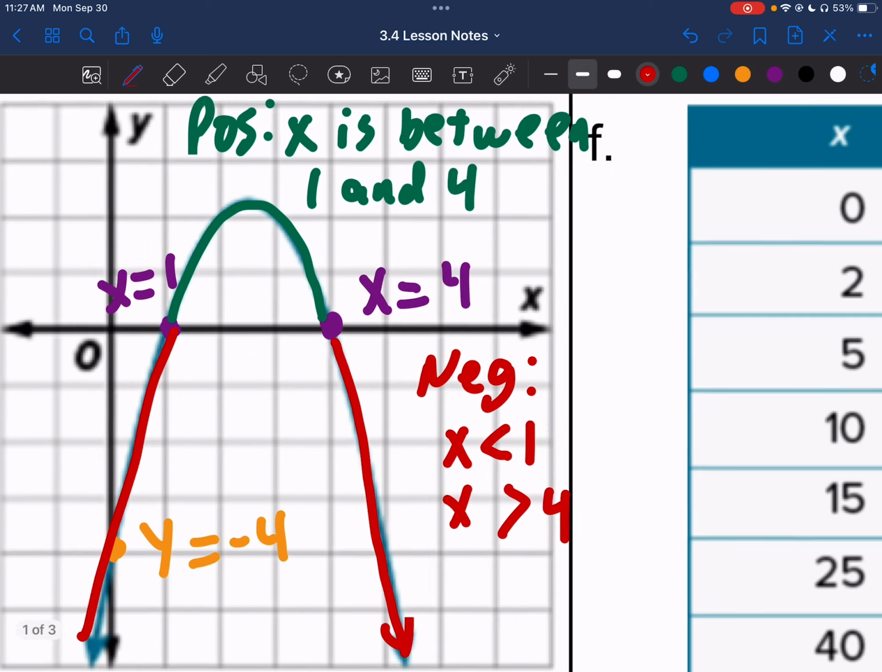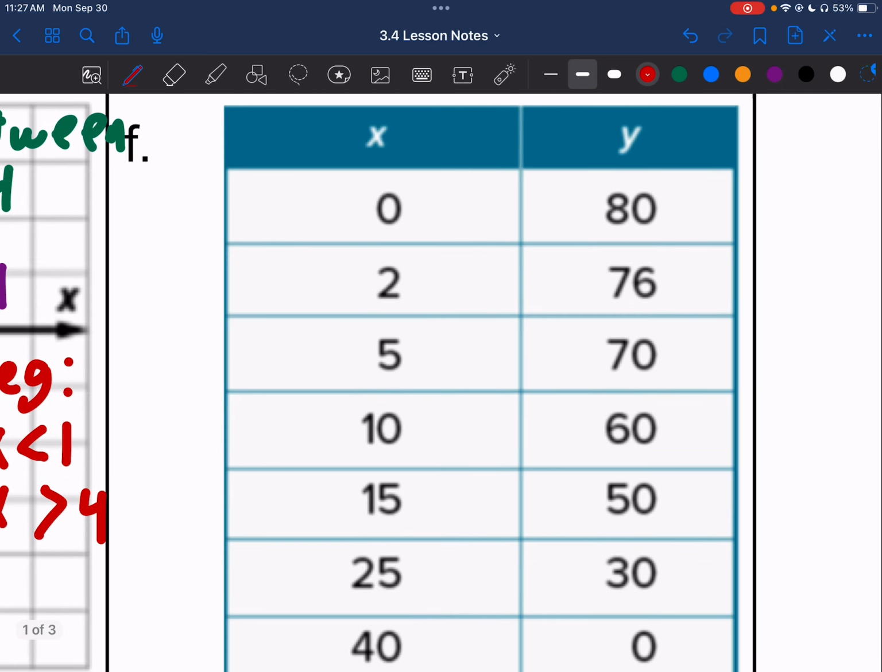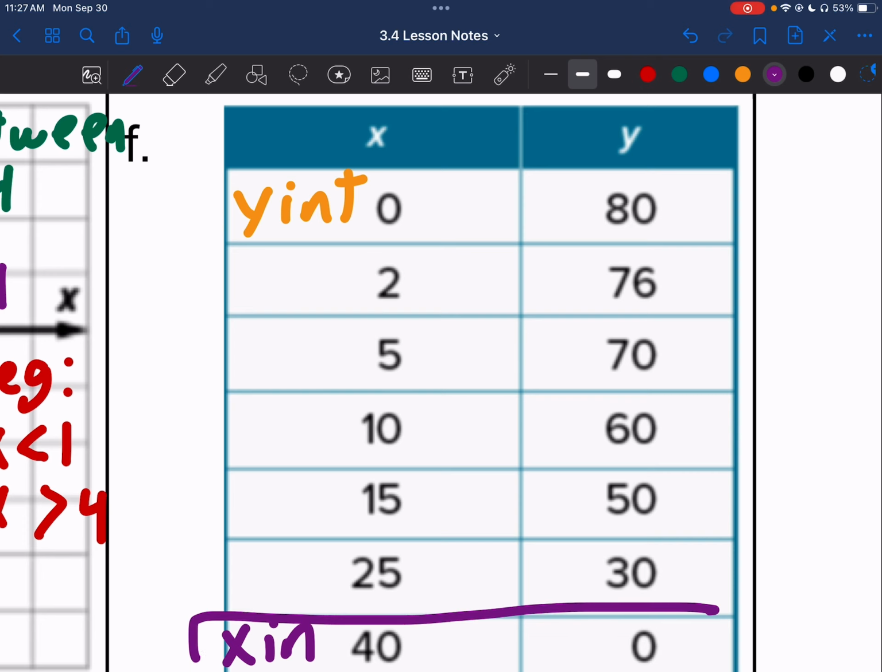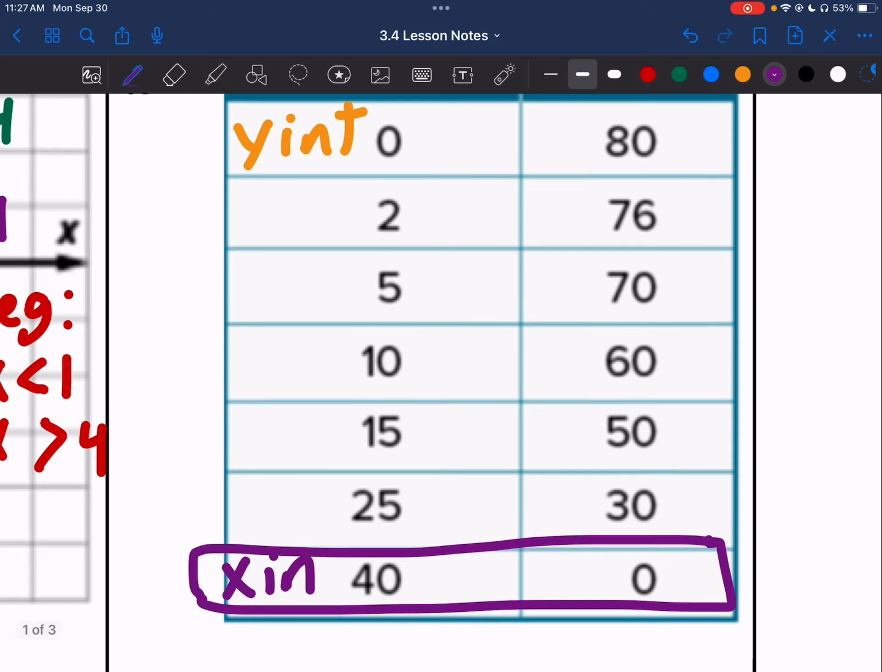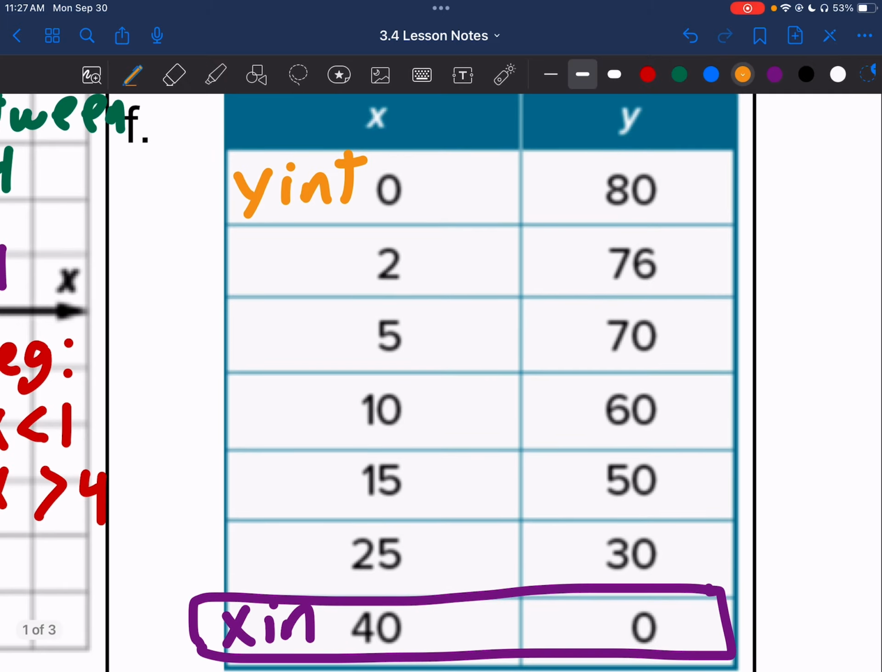And if I look at my table, my y-intercept, remember, is when our x value is equal to 0. So this is my y-intercept right here. We are starting at 80 when x is 0, and my x-intercept is (40, 0). That is when I'm crossing my x-axis, so that is when my y value is 0.